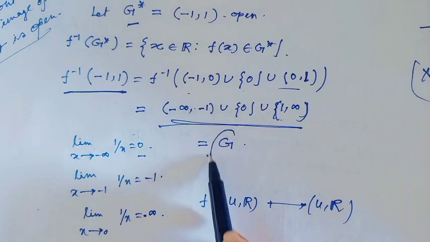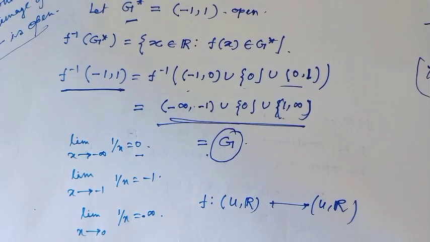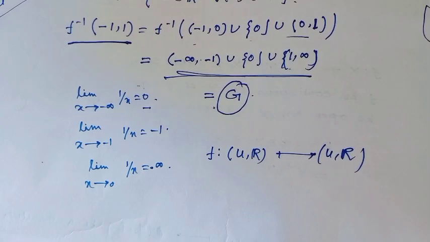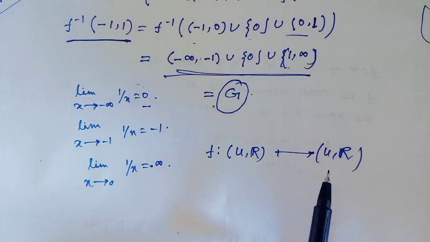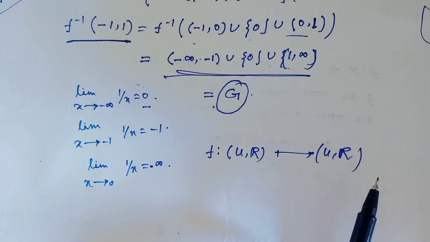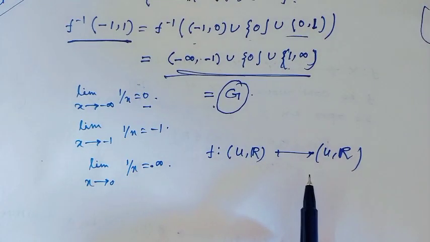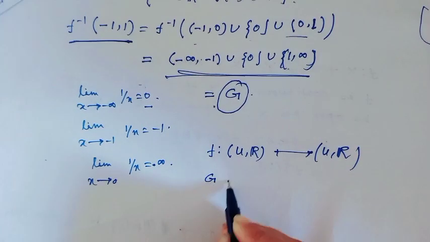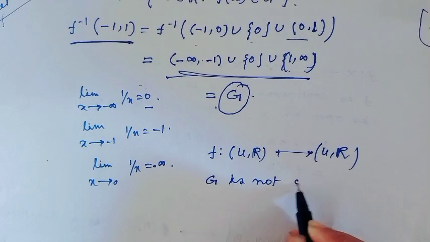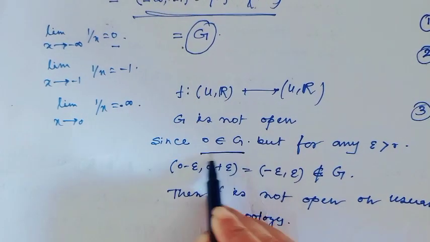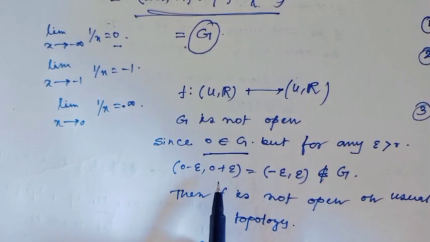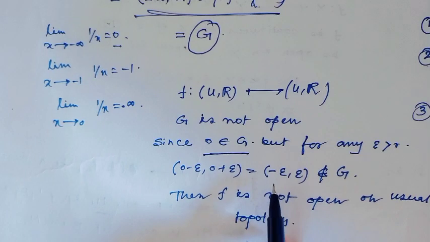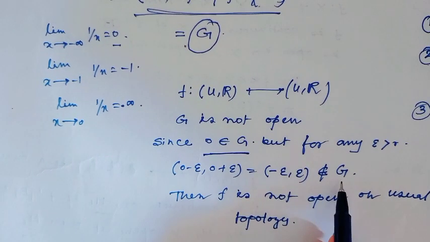I will see, is the set G open in the usual topology? For this, consider a function f from the usual topology on R to the usual topology on R. And in this topology, the set G is not open. Why not open? Because we all know 0 belongs to G, but for any epsilon greater than 0, the interval (0 minus epsilon, 0 plus epsilon), which equals (minus epsilon, epsilon), does not belong to the set G.